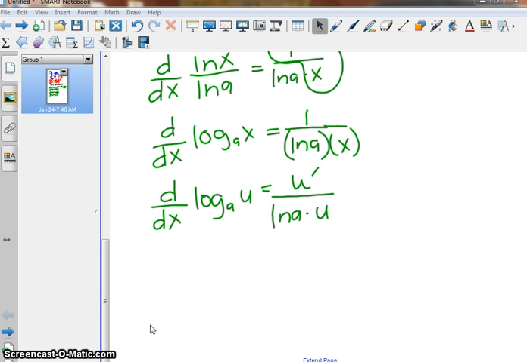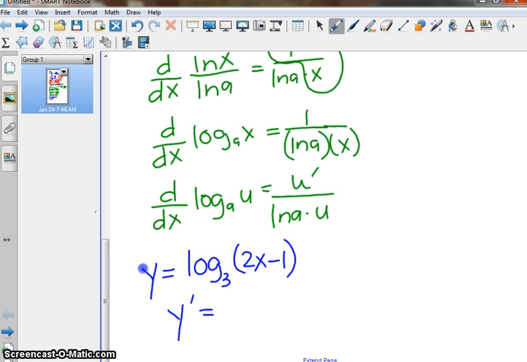Okay, sorry about that. My screen froze up. So let's look at an example. Let's do if y equals log base 3 of 2x minus 1. The derivative is going to be 2 over 2x minus 1, but then we have to divide it by the natural log of the base, which is natural log of 3. So you're still going to follow the formula u prime over u, but then you need to remember to divide by the natural log of the base.